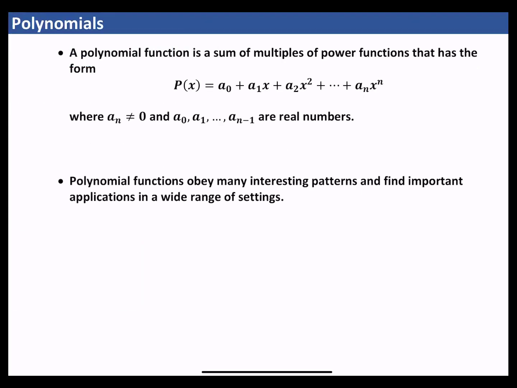A polynomial function is a sum of multiples of power functions that has the form p of x equals a sub 0 plus a sub 1 times x plus a sub 2 times x squared, plus the pattern continues until a sub n times x to the nth power, where a sub n does not equal 0, and a sub 0, a sub 1 through a sub n minus 1 are real numbers.